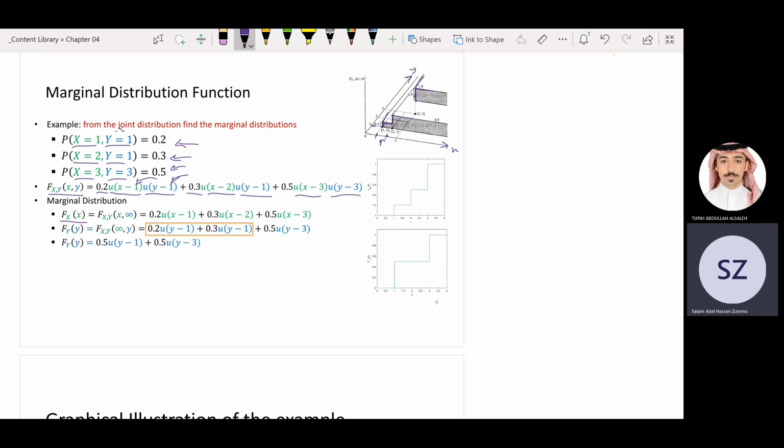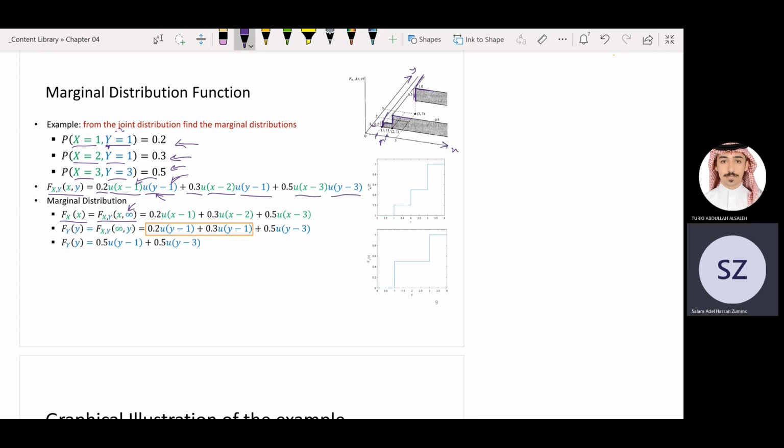Which is 0.2. Right? And it stays 0.2 until we reach what? X equal 2. It becomes 0.2 plus 0.3, which is 0.5, and so on. So basically, you can think about it this way, or you can think about it as this is equal to the joint CDF with y equal infinity. If you put y equal infinity here, what is the value of the step function at y equal infinity?